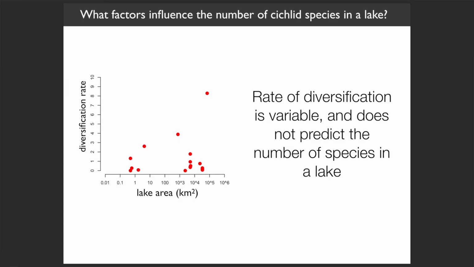If we take this one step further and ask, how does the rate at which species evolve influence these patterns? This is a plot of diversification rate as a function of lake area. And what you can see here is that diversification rate does not predict the number of species in these lakes. So there's no relationship between diversification rate and lake size. There's one clear outlier in this plot, and that is Lake Victoria.